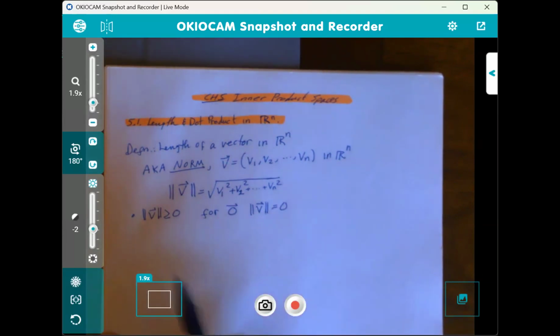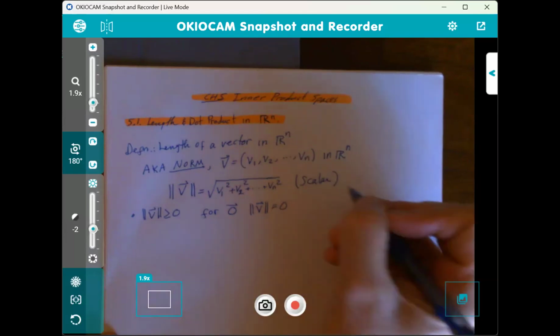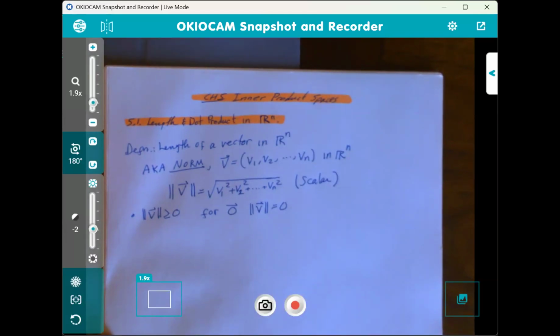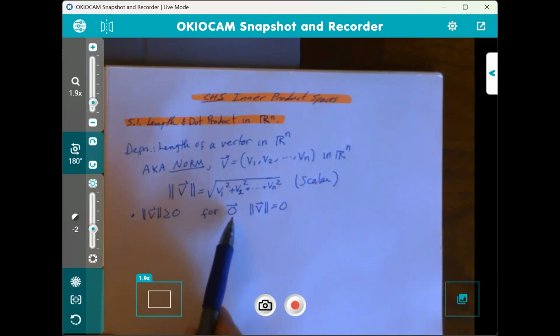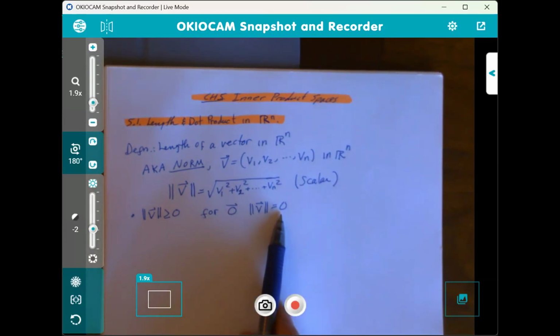Now remember, the length is a scalar quantity. Okay, in other words, it's a constant, it's a real number. So here I have the zero vector. For the zero vector, the length is 0.